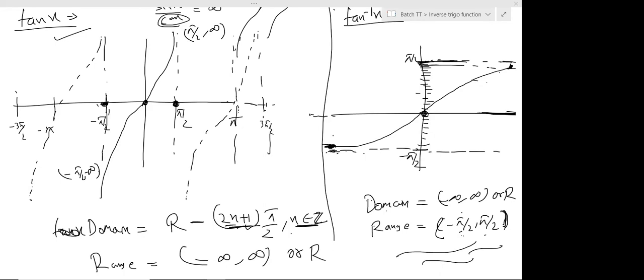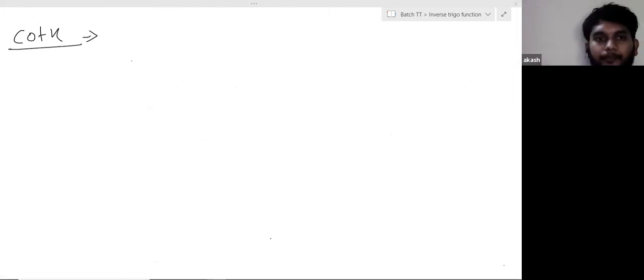All right. So let's draw the cot graph. This is absolutely clear, right? Yeah. All right. This notepad sometimes hangs. All right. Let's see the cot graph.